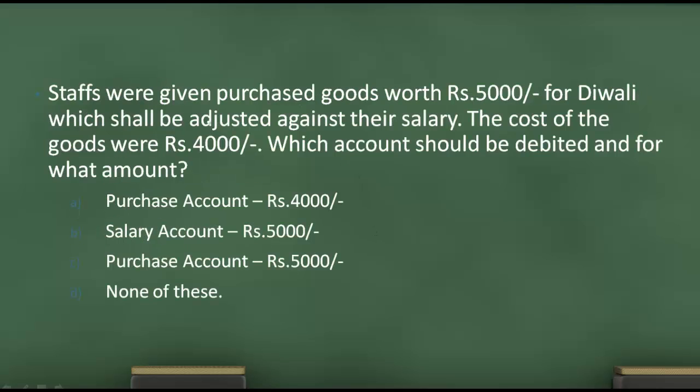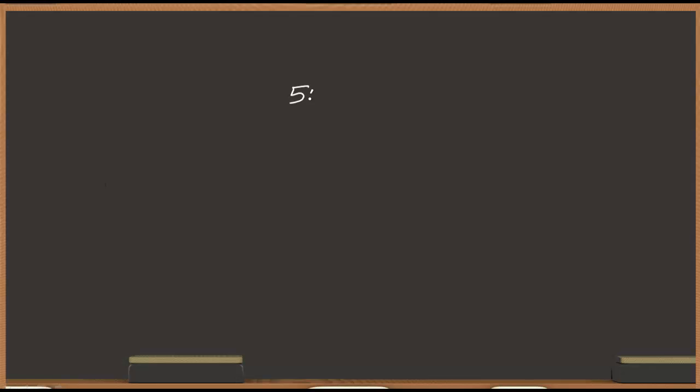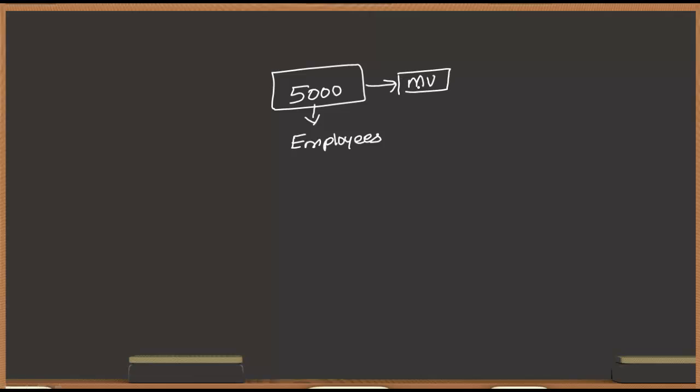Next question. Staff were given purchased goods worth 5,000 for Diwali, which shall be adjusted against their salary. The cost of the goods was rupees 4,000. Which account should be debited and for what amount? So let us understand this scenario, then we'll come back to the options. See, the company has given stocks worth 5,000 to its employees, right? To its employees instead of salary. So this stock worth 5,000 is actually the market value, the price which it could fetch in the market. Fine. But the real cost of this 5,000 is only 4,000. So the 1,000 rupees is the profit margin.